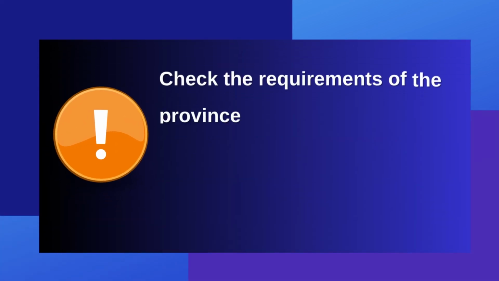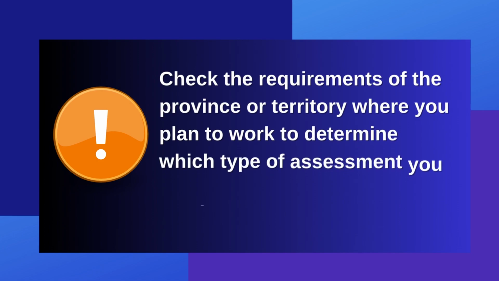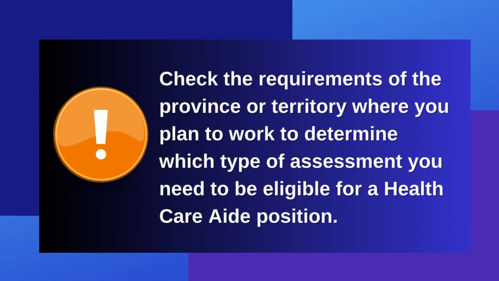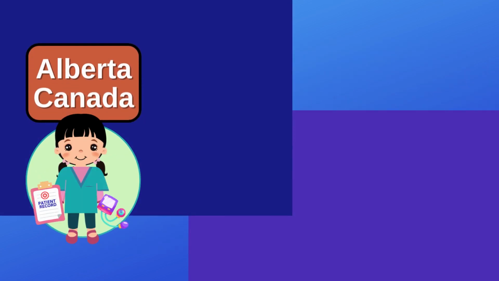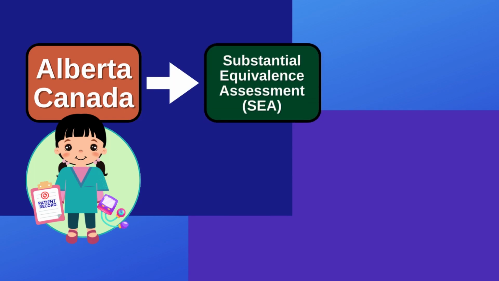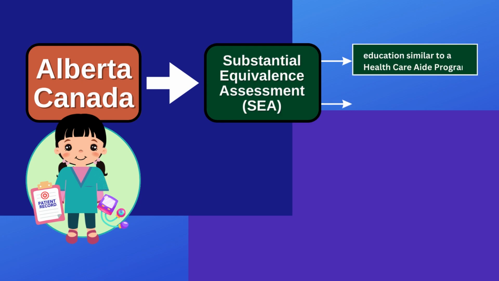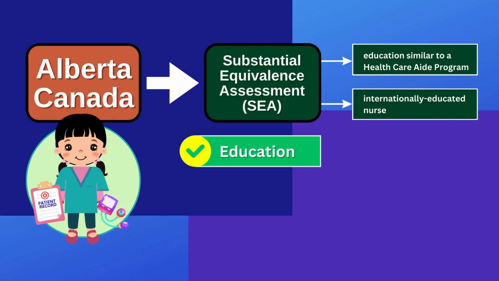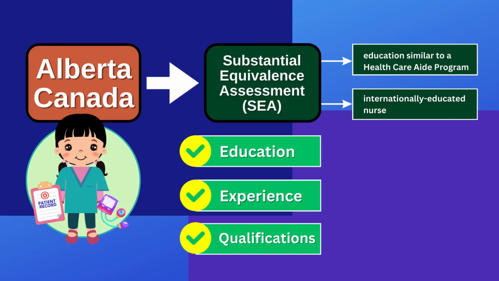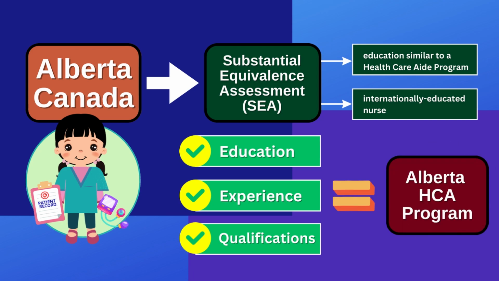Check the requirements of the province or territory where you plan to work to determine which type of assessment you need to be eligible for a healthcare aid position. For instance, if you plan to work as a healthcare aide in Alberta, you may need a substantial equivalence assessment if you have education similar to a healthcare aid program or you are an internationally educated nurse. This assessment will check if your education, experience, or qualifications are equivalent to an approved Alberta healthcare aid program.